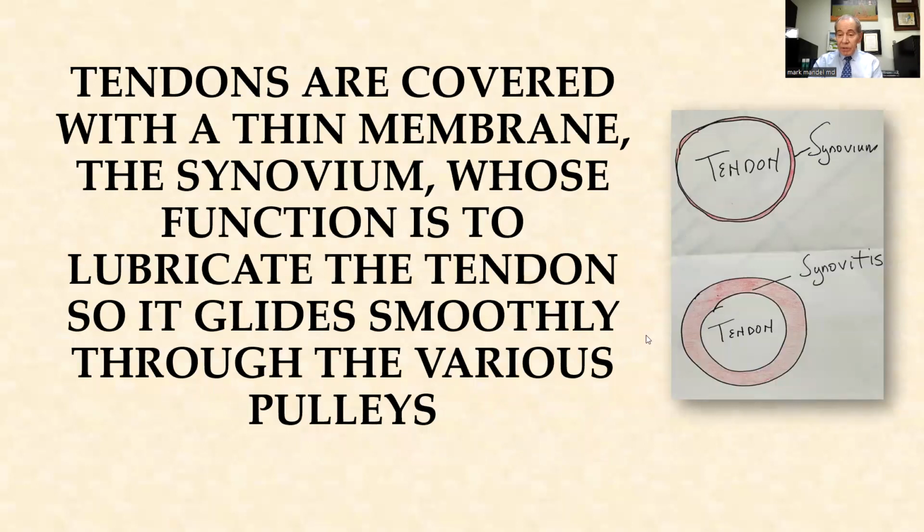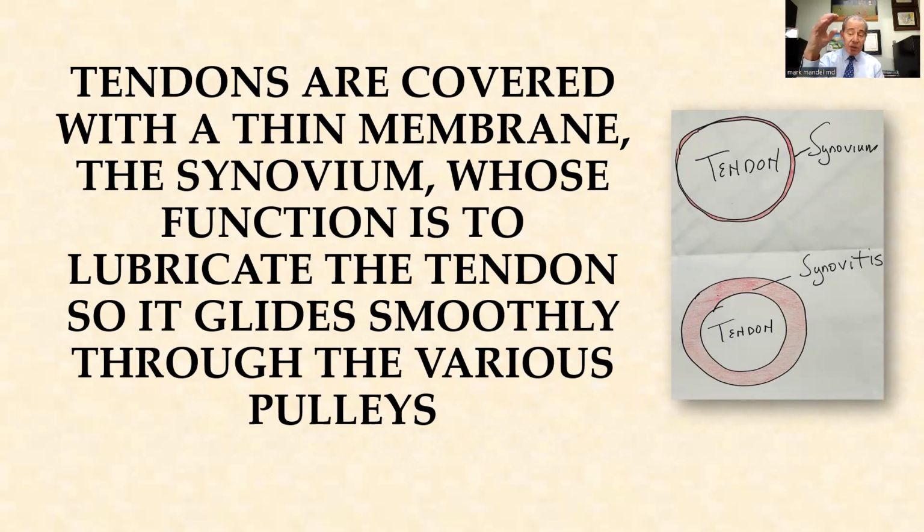Now, if you look at a tendon, surrounding the tendon is the synovium. The synovium looks like the emperor's new clothes. It's barely perceptible. It looks like a shiny cover, but if it becomes inflamed, you can see the tendon doesn't increase. The synovium increases in size. The function of the synovium is to lubricate the tendon. So what happens is the tendons don't glide smoothly through the various pulleys.